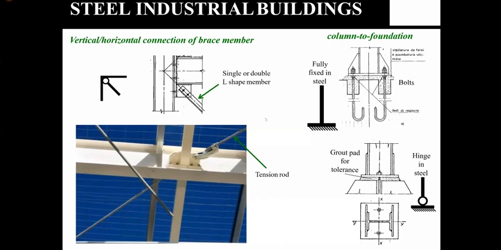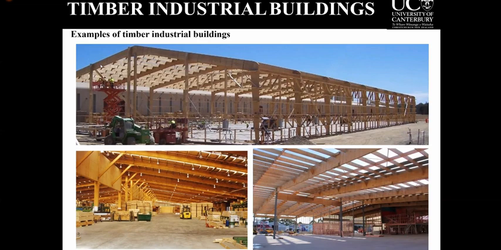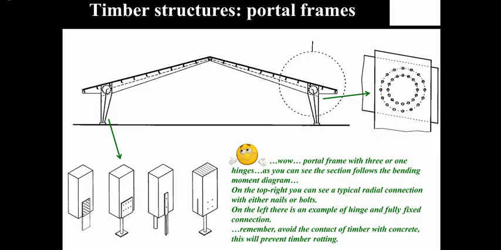So this is interesting. We also have timber industrial structures where we use timber portal frames extensively for commercial complexes, industrial buildings, and even large warehouses, right? How do we design it? The shape of the rafter and post generally follows the bending moment diagram, and sometimes we provide hinges, like three hinges at the knee location, at the apex and at the bases.